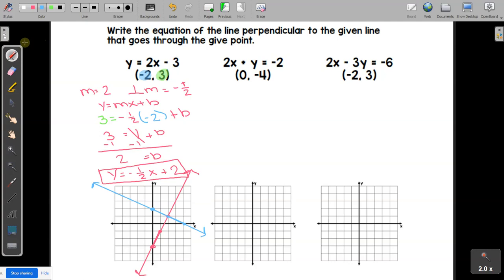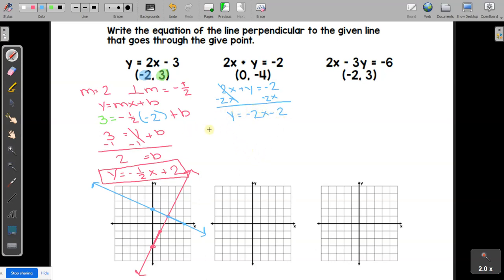Okay, let's look at the next one. The next one is not in our slope intercept form. So we need to determine what that is. So we need our slope, and then we also need to know what that b is of this equation so we can graph it easier. So let's start off with 2x plus y equals negative 2. So we're going to subtract 2x from both sides. And we get y to equal negative 2x minus 2.